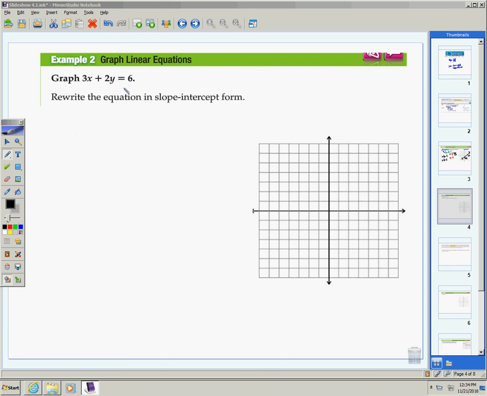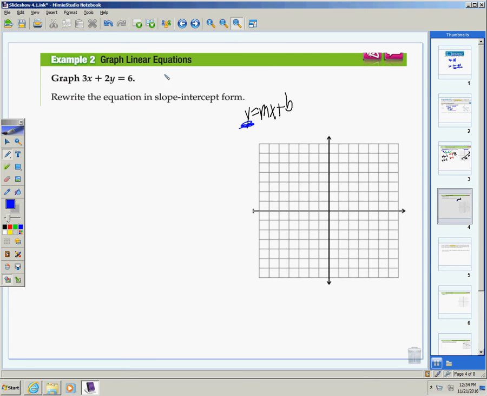The equation 3x plus 2y equals 6. The easiest thing to do is just simply rewrite this in slope-intercept form. Remember, slope-intercept form is y equals mx plus b. And what I really want you to notice is that all we did was we solved this equation for y.